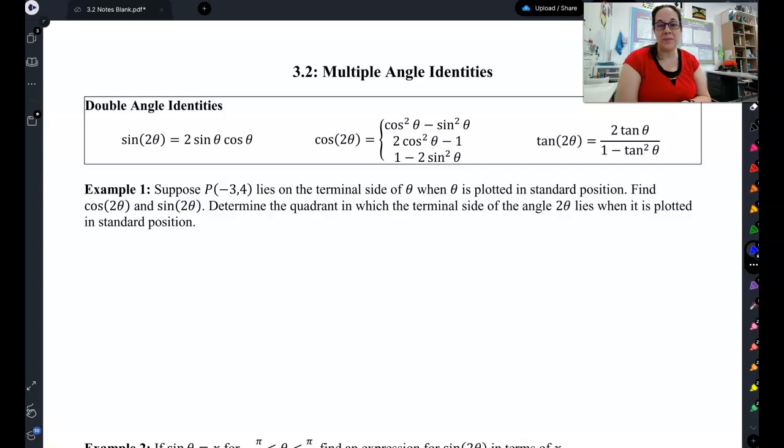Welcome to lesson 3.2. Let's look at some more identities for trig. Now we've got all of the double angle identities up here. We have sine of 2 theta equals 2 sine cosine.